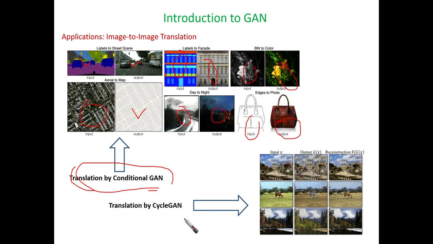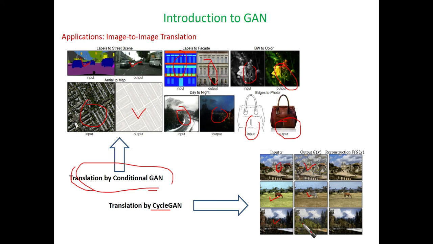And there is another type of GAN called cyclic GAN. It produces like this. You give a painting image, you give some photographs, and it produces some painting image. You give some horse image, it produces the zebra image. You give a summer image, I guess, and then it produces some winter image, right?